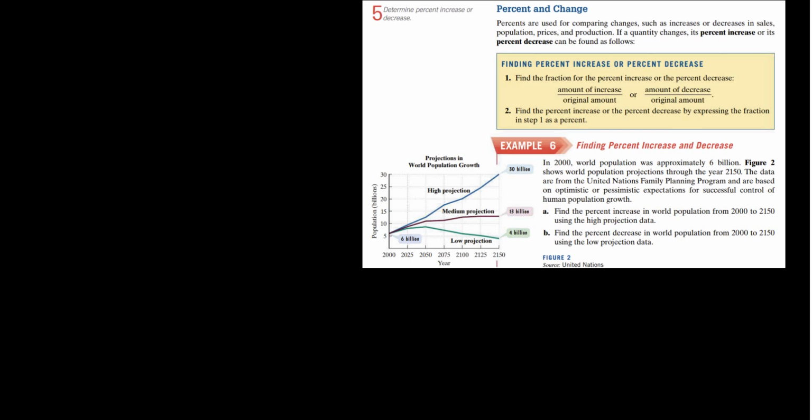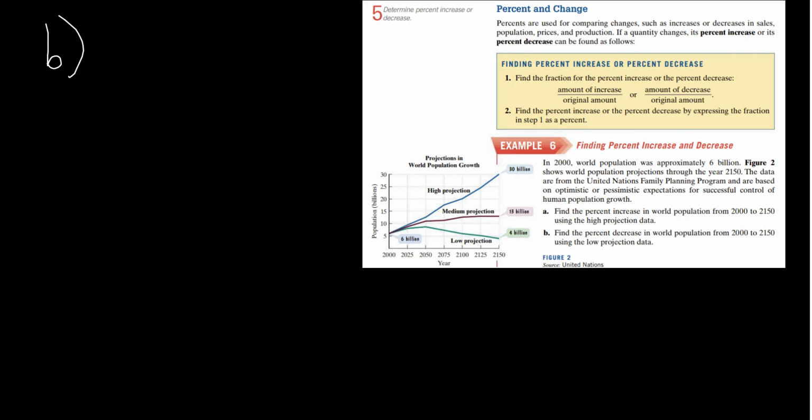So B reads, find the percent decrease in world population from 2000 to 2150 using the low projection data. And now that's kind of scary. I couldn't imagine losing almost half, well, a third of the world's population. But I don't think I'll be around in 2150.